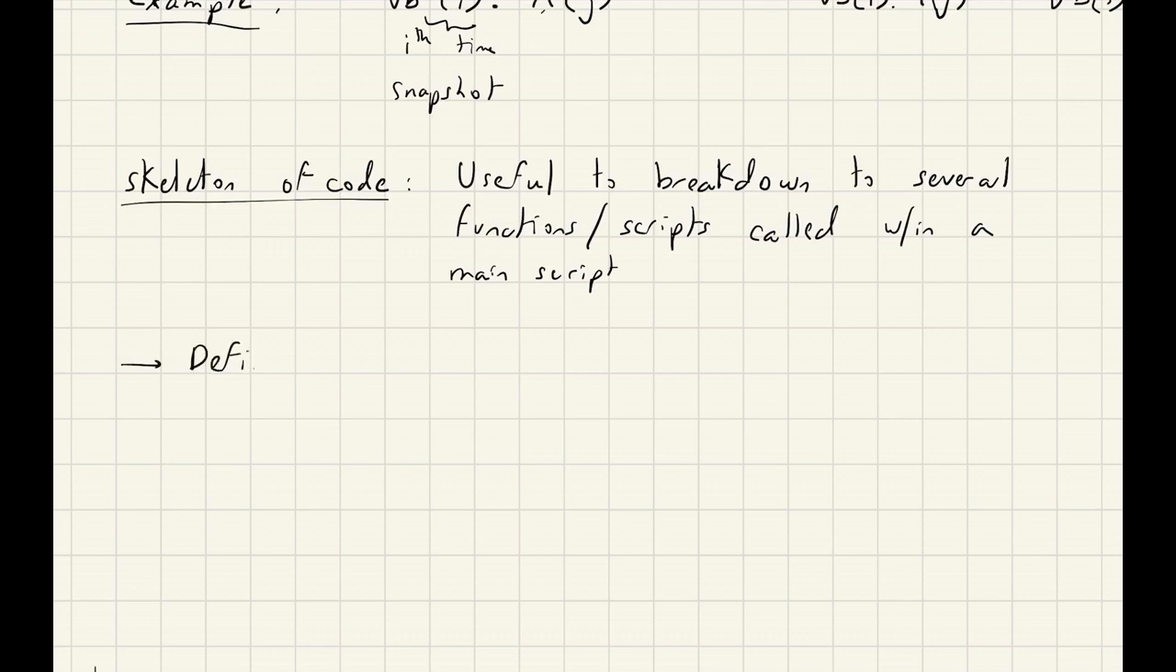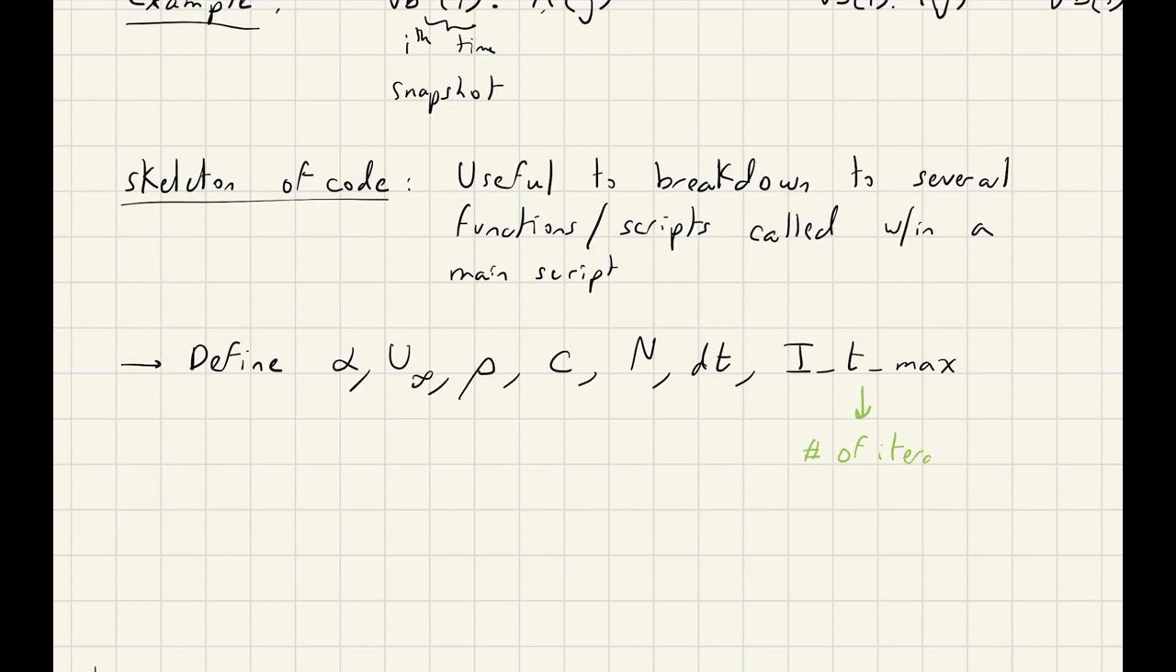So in this code we want to define the angle of attack alpha, the free stream, possibly rho or density, the chord length, n, which is the number of corner points, dt, and it max. So I'm going to give you definitions of these. This is the number of iterations. So if this value is, say, 100, that means that you are going to march 100 time steps forward. And dt is the length of the time step we use. N is number of corner points. And this one is the chord length in meters. And then these ones, rho, U infinity, and alpha should be self-explanatory.